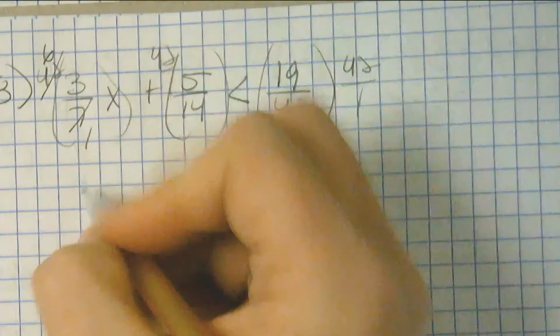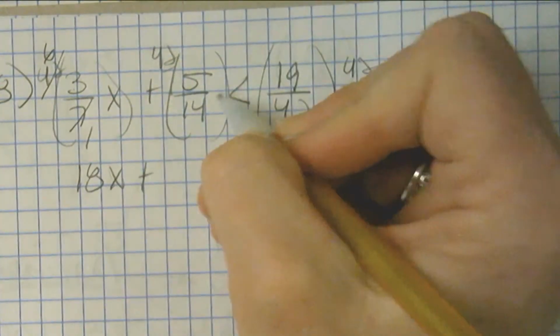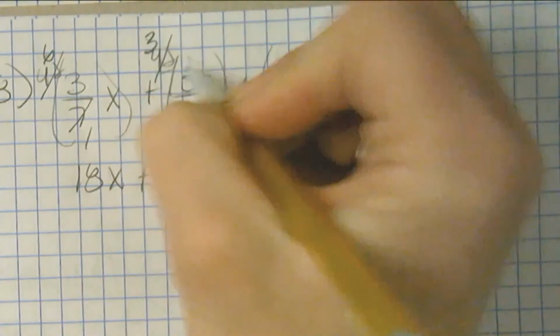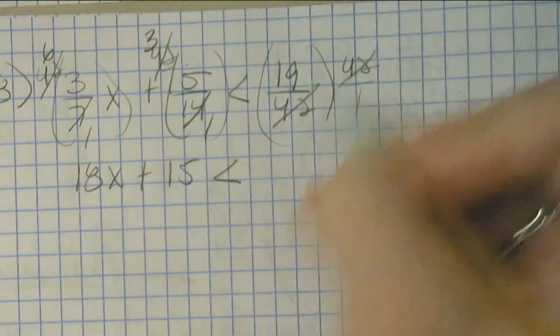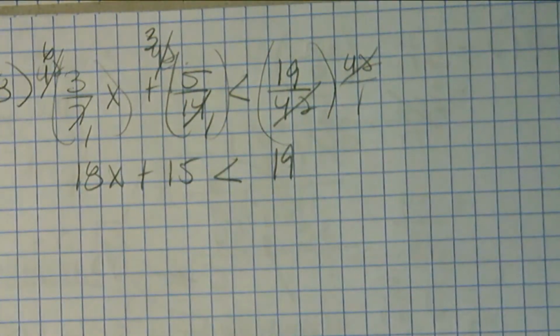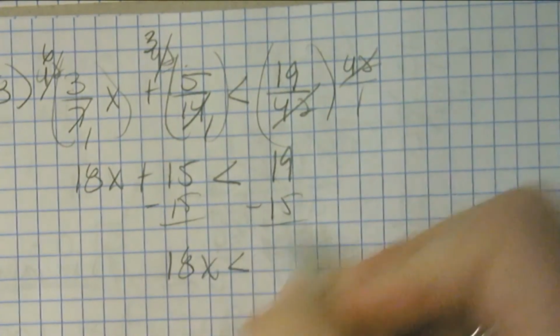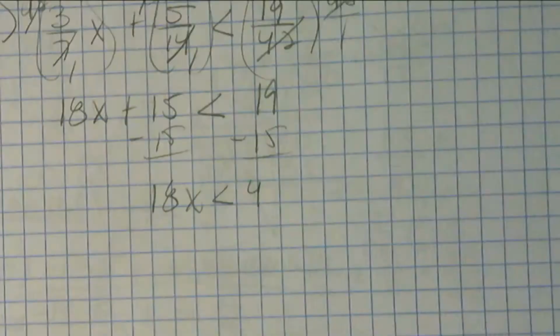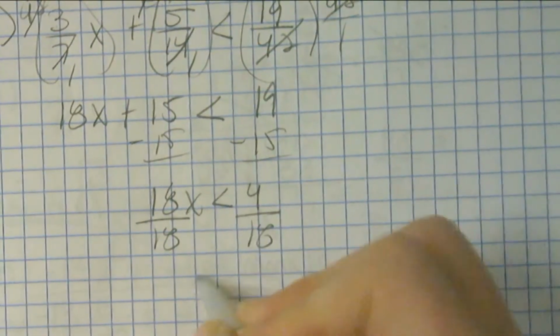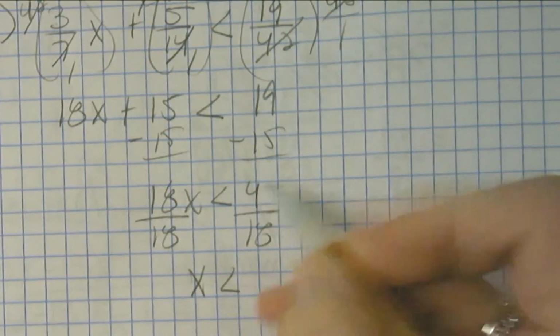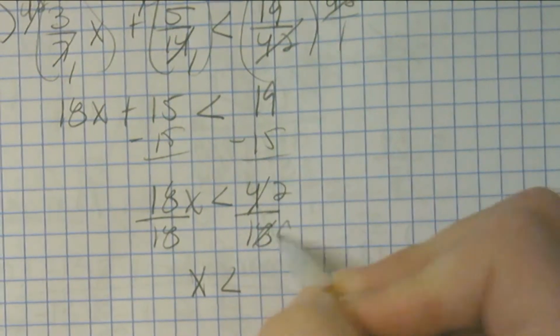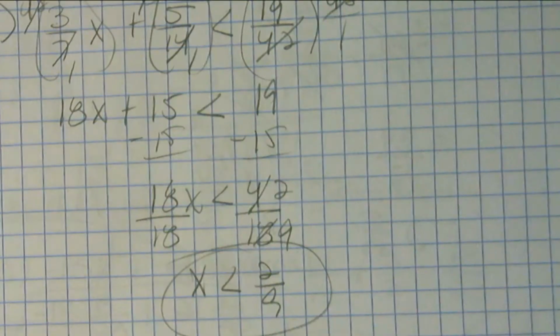Well, 7 becomes a 1, my 42 becomes a 6, so I end up with 18x plus, the 14 becomes a 1, the 42 becomes a 3, so that's plus 15, is less than 19. So Alex, are you good so far? Okay. So now I'm just going to go ahead and solve like I normally do. I'm going to subtract 15 from both sides. So I have 18x is less than 4. I'm going to divide each side by 18. And I have x is less than, well, 4 has a common factor with 18 of 2. So that's 2 and that's 9. So x is less than 2/9.